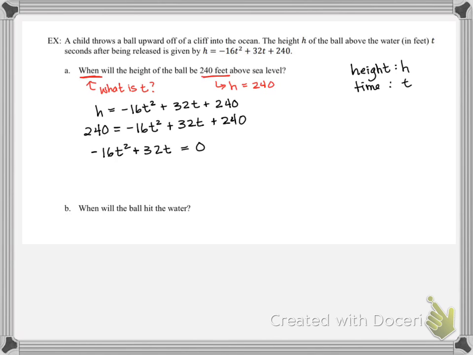I kind of flip-flop the sides there just because we like the 0 on the right. It looks nicer. So now I'm going to factor. Remember that we want descending order and we want the first term to be positive. And so when I factor out my GCF here, I'm going to factor out a negative 16t so that I can get rid of that negative on that first term. So I'm taking out negative 16t, which gives me t here and then minus 2 here. And so we'll set both factors equal to 0.